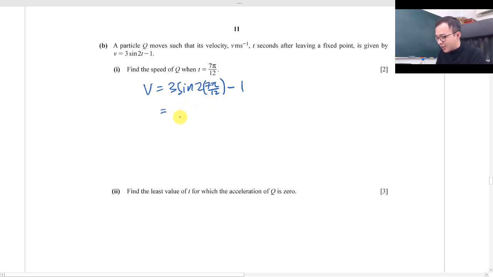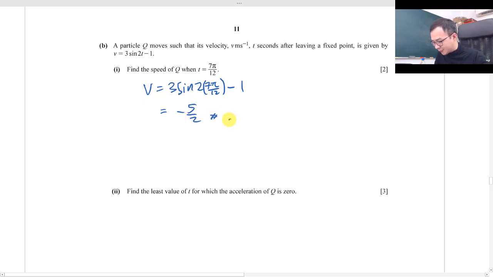Alright, let's do this one, but make sure your calculator is in radian. Then you should be good. So 3 multiply sine 7 pi over 6 minus 1. So it's negative 5 over 2.